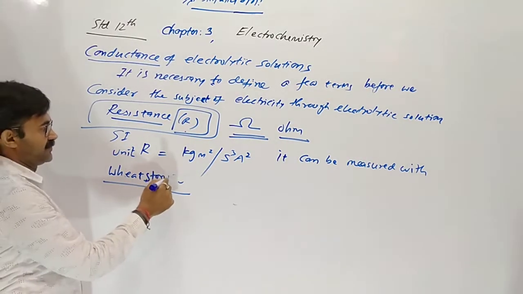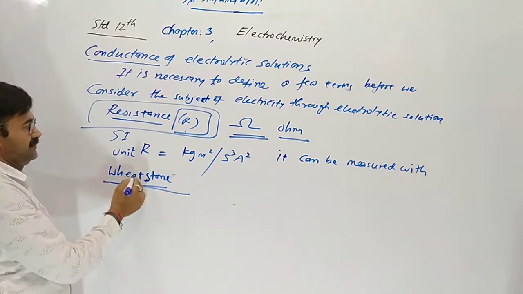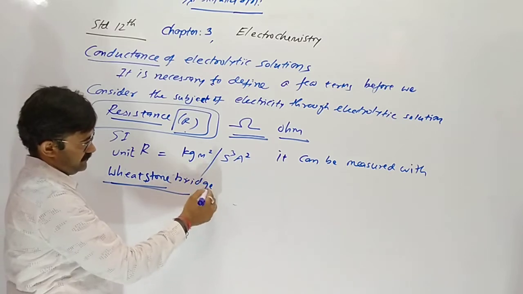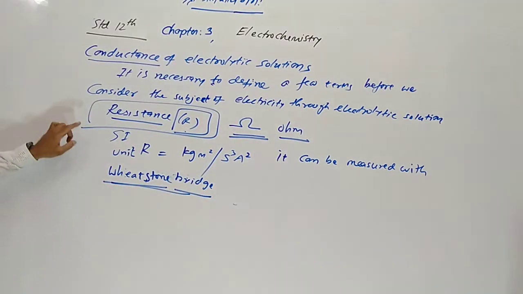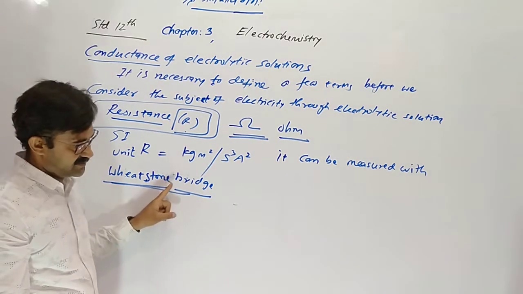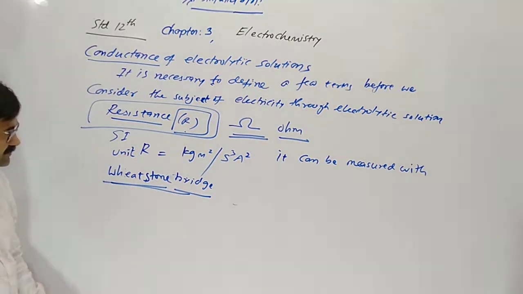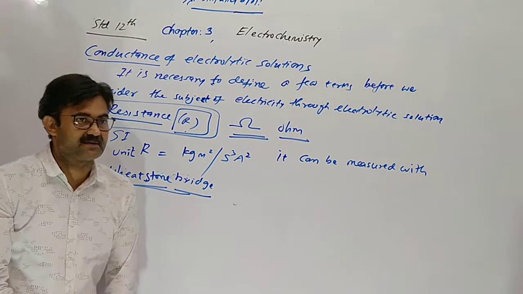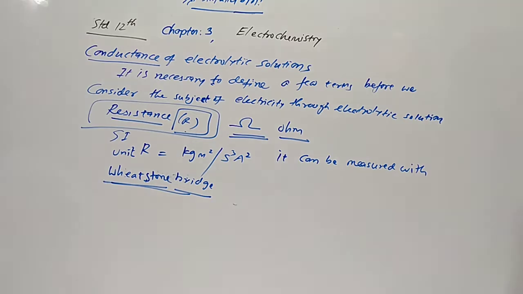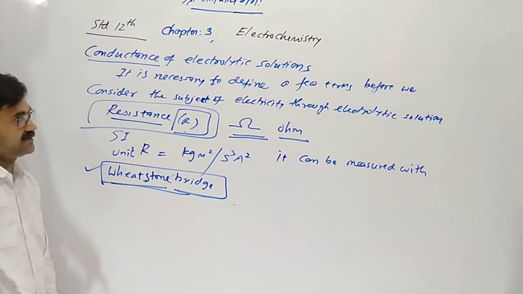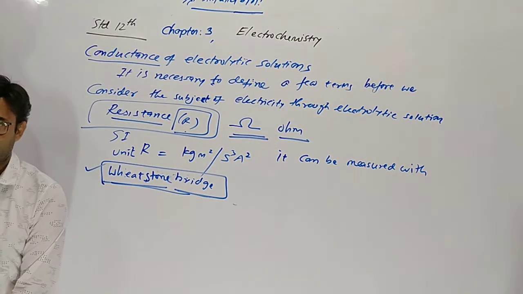Wheatstone bridge. Yes, the actual word is Wheatstone bridge. For the measurement of resistance of any solid substance, we can use the Wheatstone bridge, which is in our physics lab. In the physics lab, the Wheatstone bridge is a device which measures the resistance of a substance.